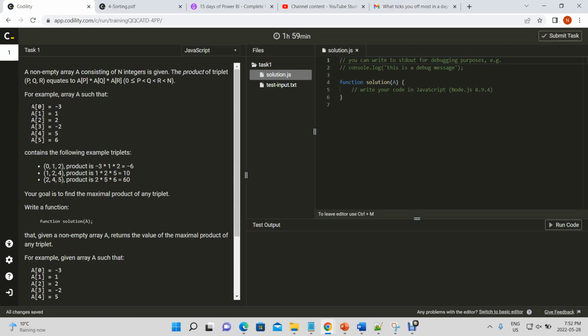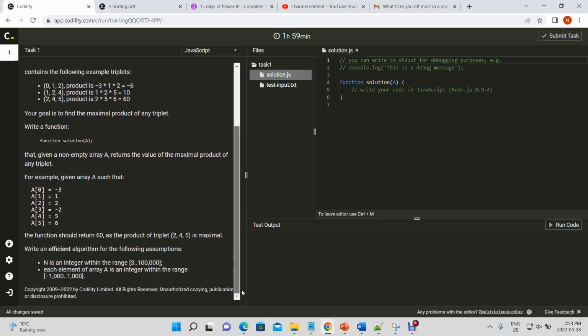And when given an array of numbers, we're supposed to find the maximum value that can be created from any three indexes in that array, non-repeating indexes. The maximum value of a triplet. And you'll always be working with an array of at least three numbers. All right, so let's start working on it.